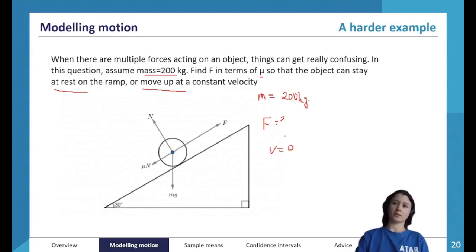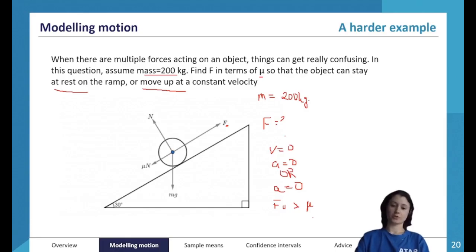So let's have a think about this. What would it mean if an object was moving up at a constant velocity? It would mean, firstly, that the acceleration is still 0, as it was here. Alright, because it's a constant velocity. If the velocity isn't changing, it means the acceleration is 0, right? Because the acceleration is the rate of change of the velocity. And if it's moving up the ramp as opposed to down the ramp, it would mean that the force up the ramp, force up, is greater than mu.